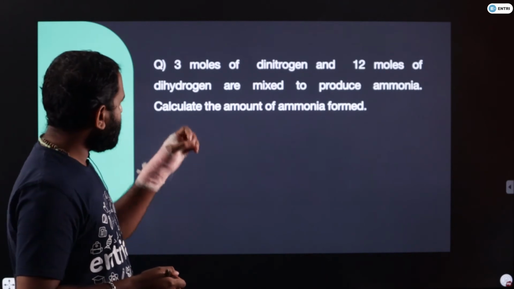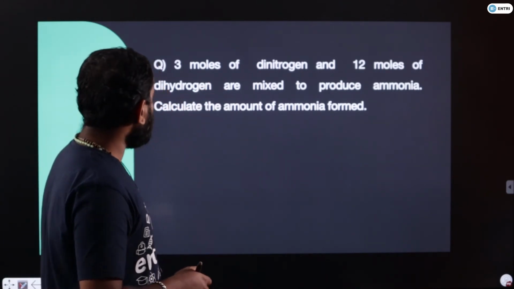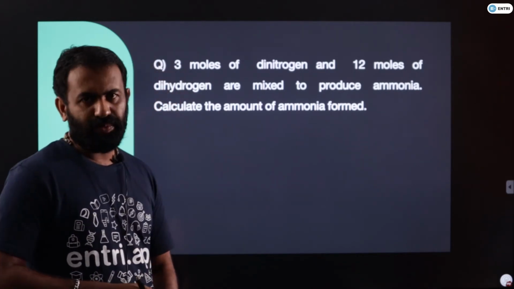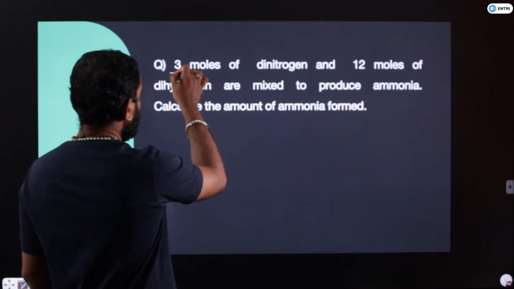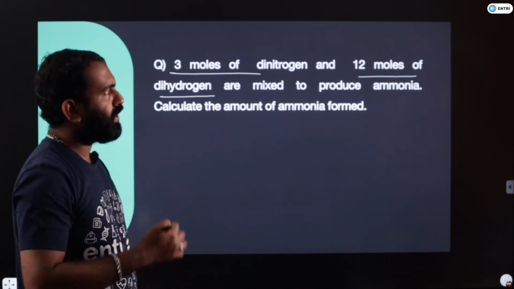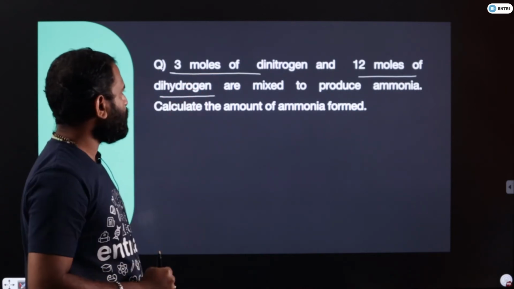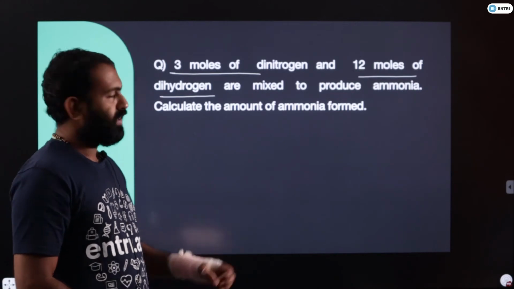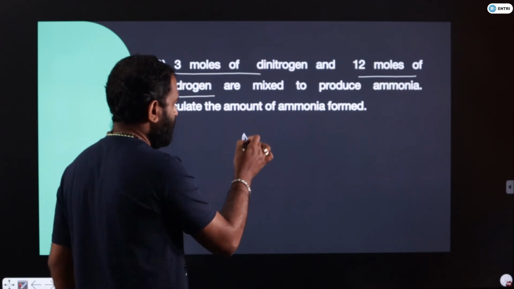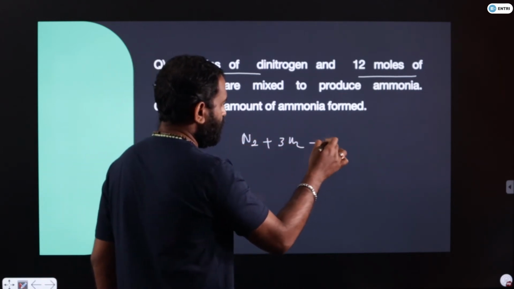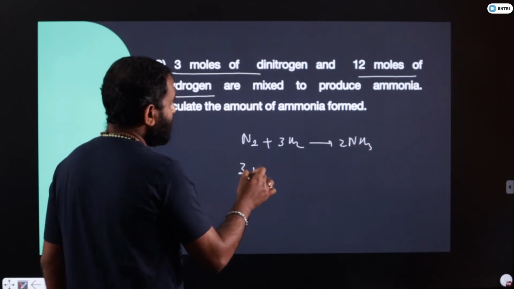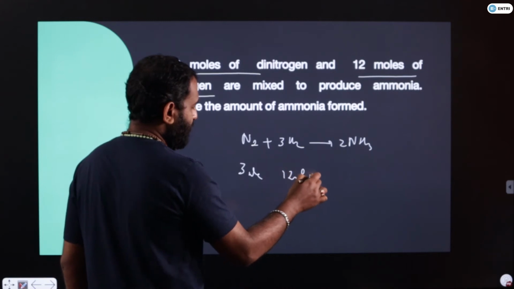The next question: 3 moles of dinitrogen and 12 moles of dihydrogen are mixed to produce ammonia. Calculate the amount of ammonia. In this question, 3 moles of dinitrogen and 12 moles of dihydrogen, that means the amounts of two reactants are given. Here the reaction is N2 plus 3H2 gives 2NH3.